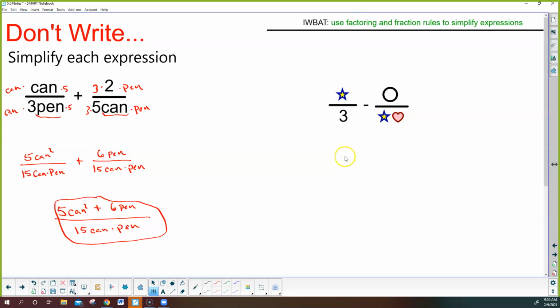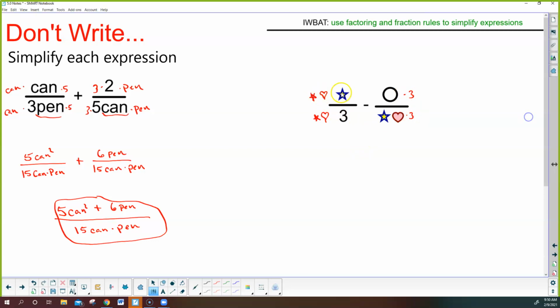Okay, let's try this one. Here I've got star divided by 3 minus circle over star times heart. And if I'm going to subtract them, I need the same denominator. So what do I need over here? I need a star and I need a heart. And if I multiply the bottom, I have to multiply the top. And then over here, I have the star and the heart, but I need a 3.